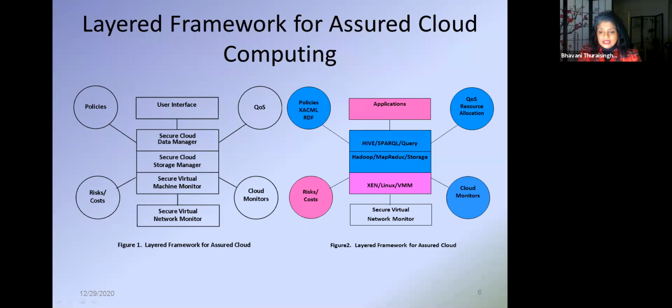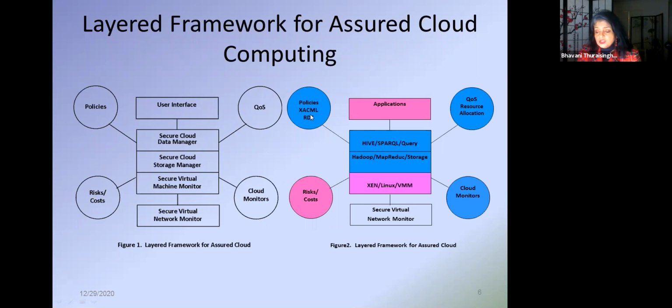Okay, so now we are developing the cloud. We develop all those layers, and then the application was information sharing securely. And then you have these policies, and then quality of service. Sometimes you may need security, sometimes performance, and how do you allocate resources. And then we also looked at risks and costs involved, and then monitoring the cloud. So this was our framework, and these were the technologies.